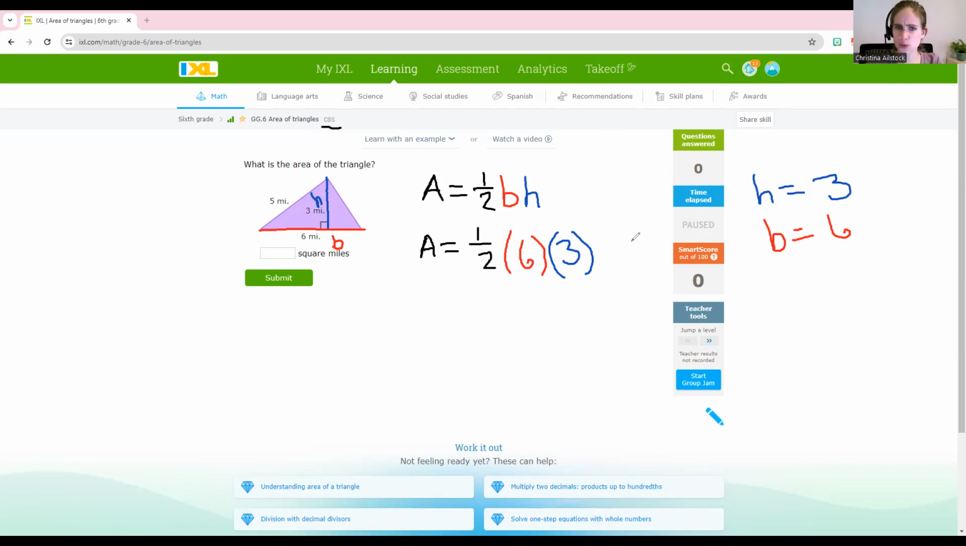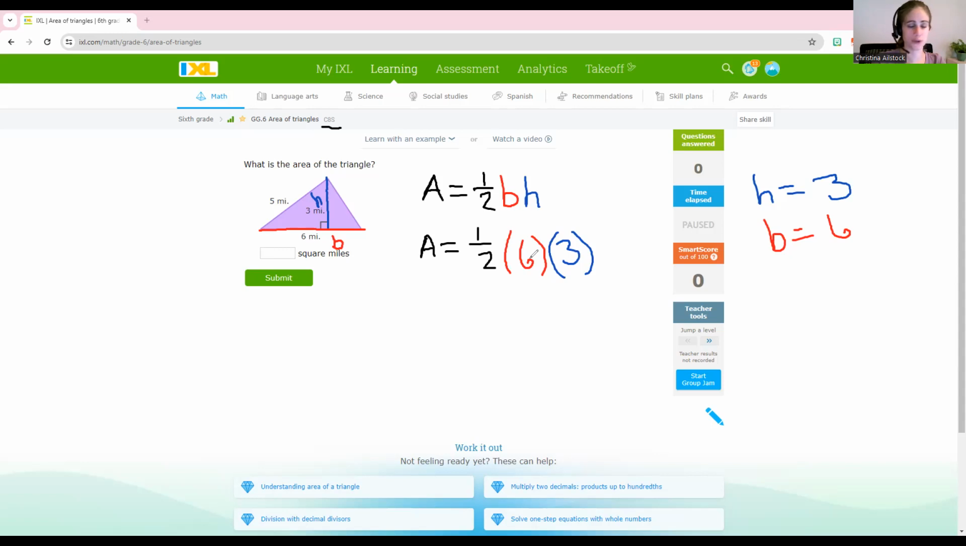There's more than one way that you could do this problem. This one's set up kind of easy because our base here is 6. That's a nice even number. You could probably do 1/2 of 6 in your head pretty easily. You could take half of 6, which would be 3.